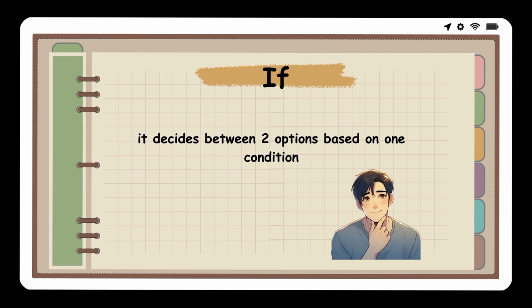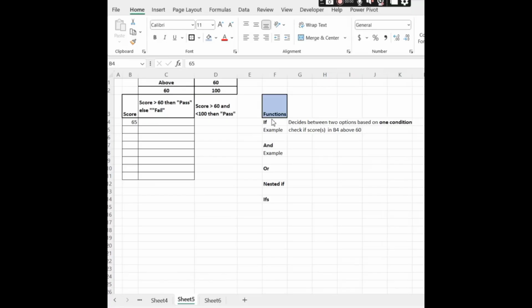This decides between two options based on one condition. So for example, I want to check if my score in cell B4 is above 60. That's in cell C2. If it's above 60, then it's a pass. If it's not above 60, then I use the word fail.